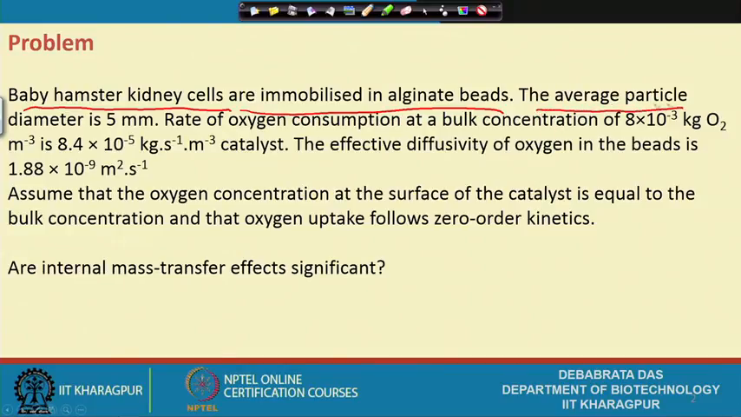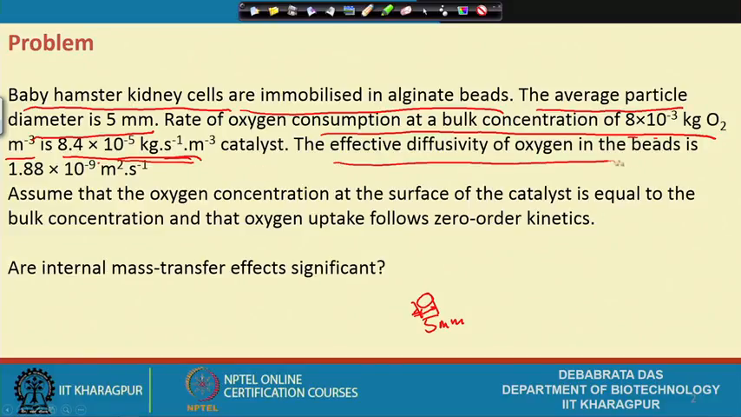The average particle diameter is 5 millimeter. The particle diameter means the size of the particle, which is equal to 5 millimeter. The rate of oxygen consumption at the bulk concentration is 8 × 10^-3 kg of oxygen per cubic meter. This is the bulk concentration, and this is the consumption rate per unit time.